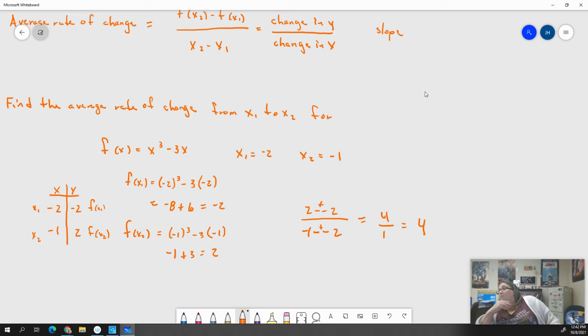Technically, it's 4 over 1. If we were thinking in terms of slope, it would go up 4 and over 1. But it's just a slope. It just means plug in those x's and find out what the y's are.